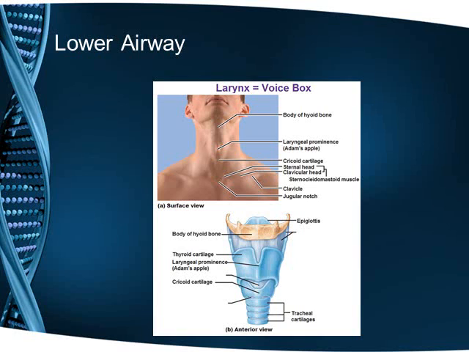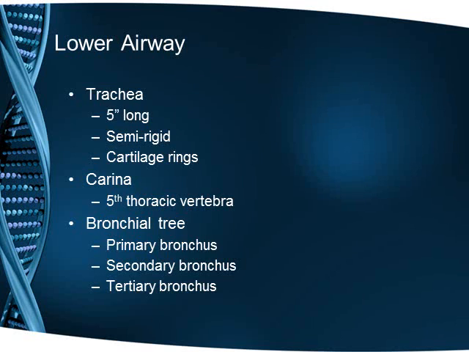So there you can see a little diagram and look at that just a little bit. Again, this should all be reviewed for you. The lower airway consists of the trachea, which is about 5 inches long. It's semi-rigid. It's got the cartilage rings that are half cartilages. They're open in the back. Anybody know why they're open in the back?